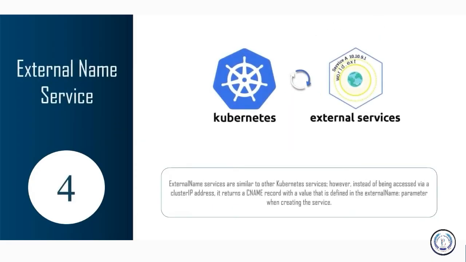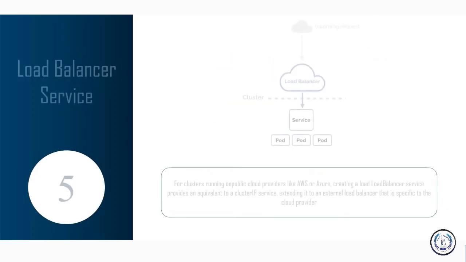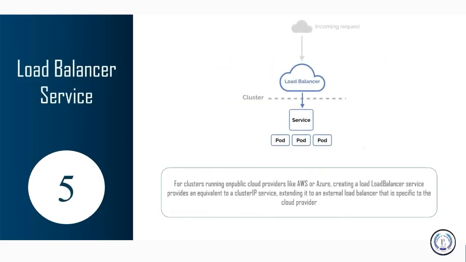Moving on to the next type, we have external name service. External name services are similar to other Kubernetes services. However, instead of being accessed by a cluster IP address, it returns a CNAME record with a value that is defined in the external name.